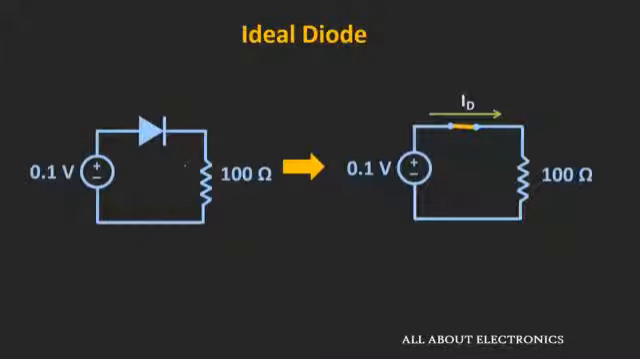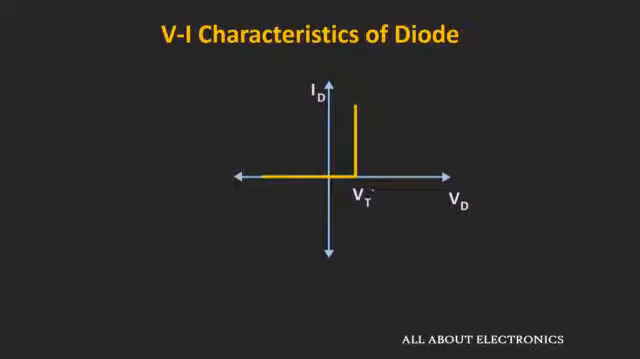So let us say even if we apply the positive 0.1 volt between this anode and cathode, then also this ideal diode should start conducting. But if you see the actual diode, it will start conducting only after the applied voltage crosses some threshold voltage. And if you see the VI characteristic, then it will look like this.